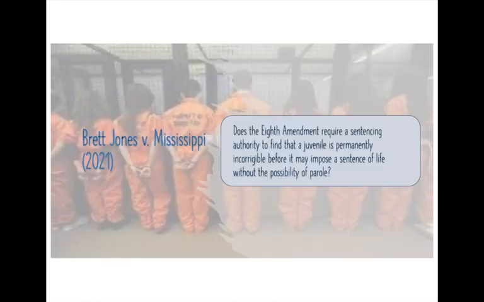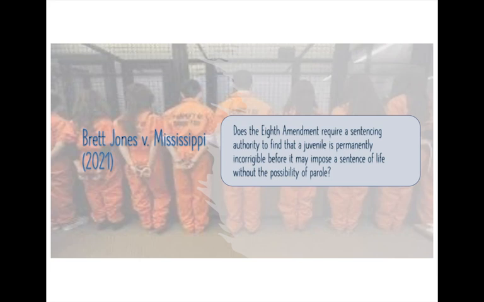So the court had to decide whether or not the Eighth Amendment requires a sentencing authority to consider whether or not a juvenile is permanently incorrigible before they can impose a sentence of life without the possibility of parole. So, whether a minor has to be permanently incorrigible, incapable of rehabilitation, before being sentenced to life without parole.